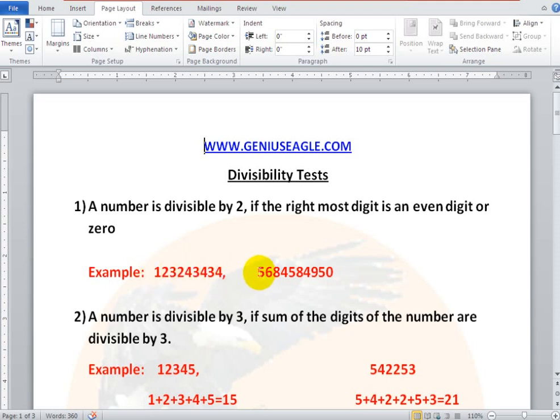Similarly, you can consider one more example, this one. In this number, you should notice that the rightmost digit is 0. So this number is also divisible by 2.